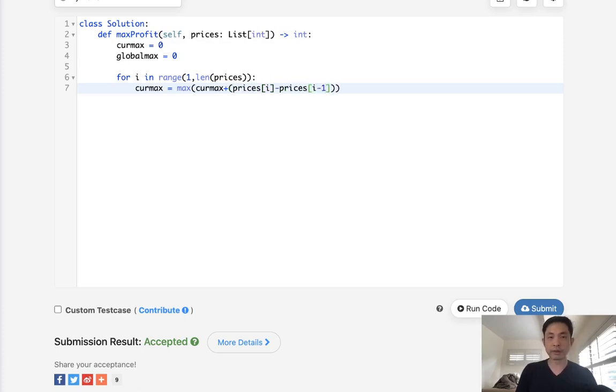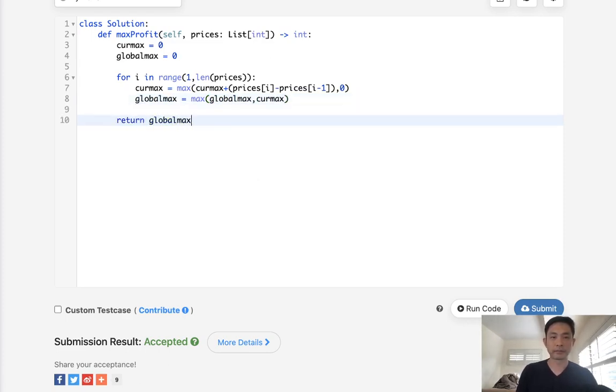Now at any point, if this goes below 0, we want to start over. We want to say, you know what, this current max is done. We want to start buying at this price instead. So we can have 0 here. That's going to reinitiate this current max to 0 if it ever goes negative. Now we have our global max. We'll say, all right, just get the max between these. Get the max between global max and current max. And finally, just return the global max.